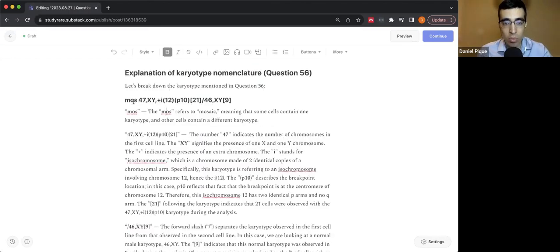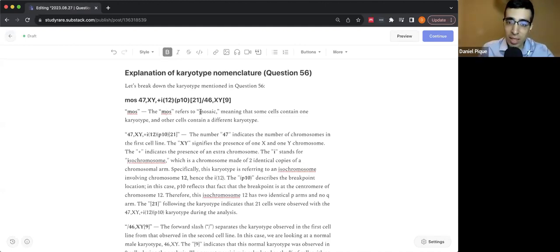Okay, so we're going to walk through all of these different terms and what they mean. So I know that a lot of times the nomenclature can be a little bit foreign or abstract, but I'm hoping to break it down for you here, okay? So first, we start with the letters MOS. So this refers to mosaic. Those are the first three letters in mosaic.